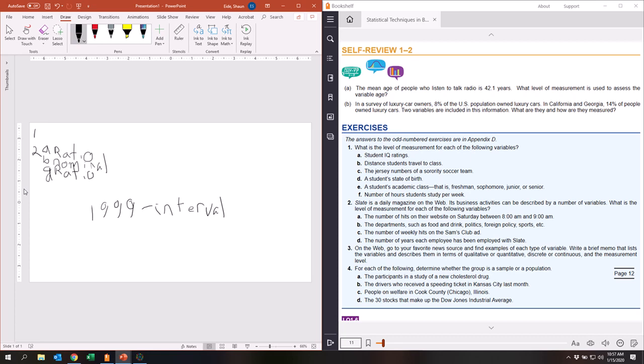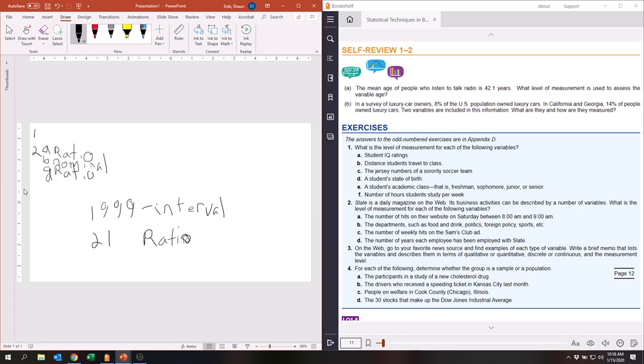However, if you were to say, hey, I am 21 years old, that means you have been able to count 21 years of being alive. 21 years is ratio, because there is a real zero. Zero means that you either have not yet been born or you were born that day. So ratio for 21, but for 1999, it's interval.